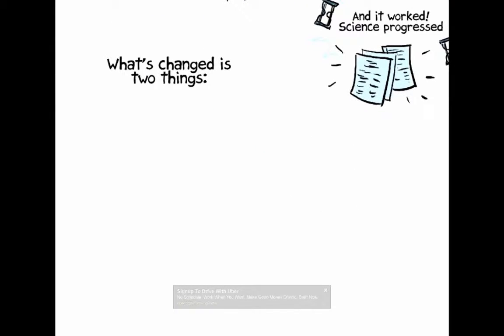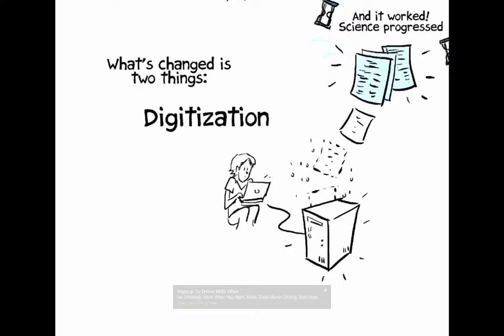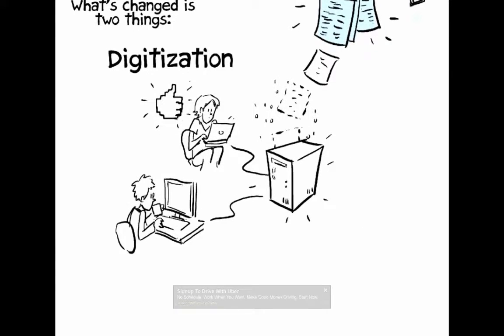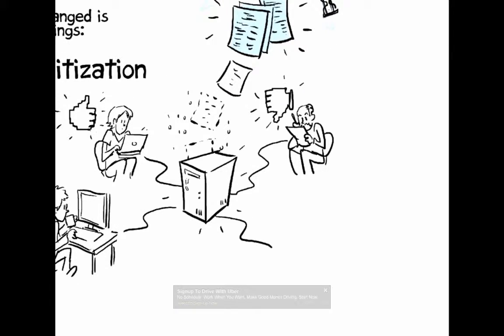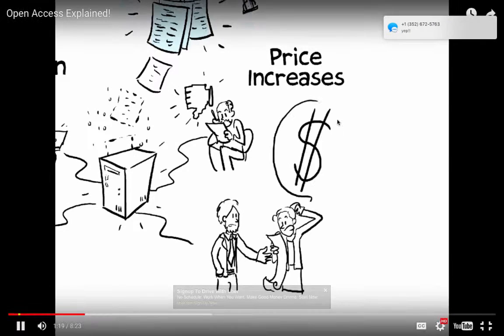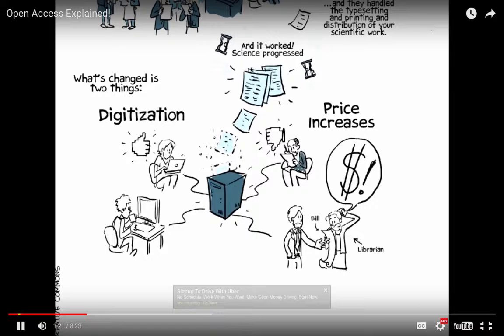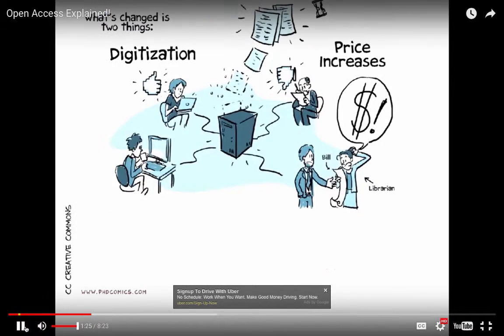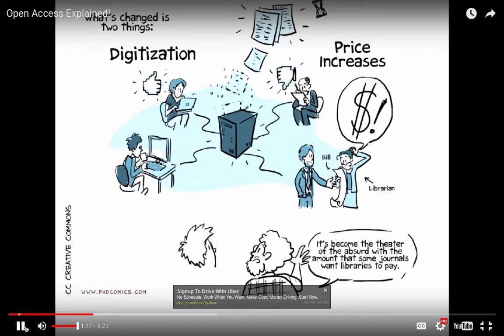And what's changed is really two things in essence. First is digitization. You can now do everything electronically instead of printing it. And the second is that the journals started ratcheting up the price of subscriptions to many of their journals. And so those two things came to a head, where it's become almost the theater of the absurd.